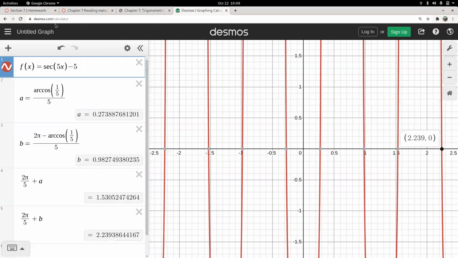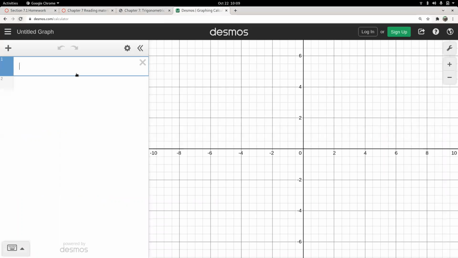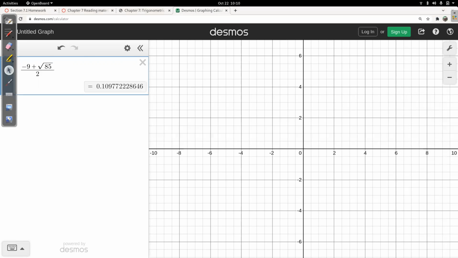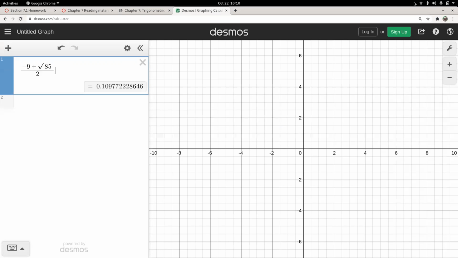Calculator, clear this out. So first thing I want to do is just check that fraction. So -9 plus the square root of 85 over 2. Did I type that correctly? Check, -9 plus the square root of 85 all over 2. Yep. Okay, so that's okay. That value is between -1 and 1. So that means I'm going to have a solution that's going to be A equals the arc sine of that. And the calculator says, yep, I love it.